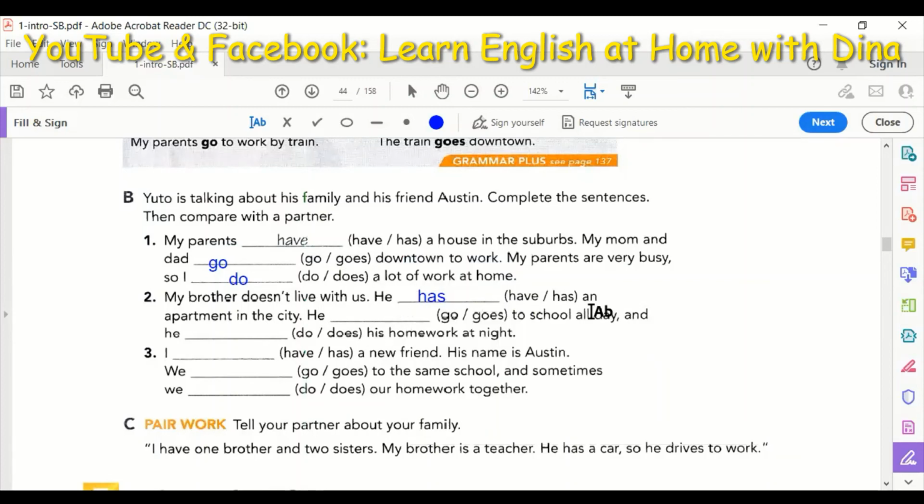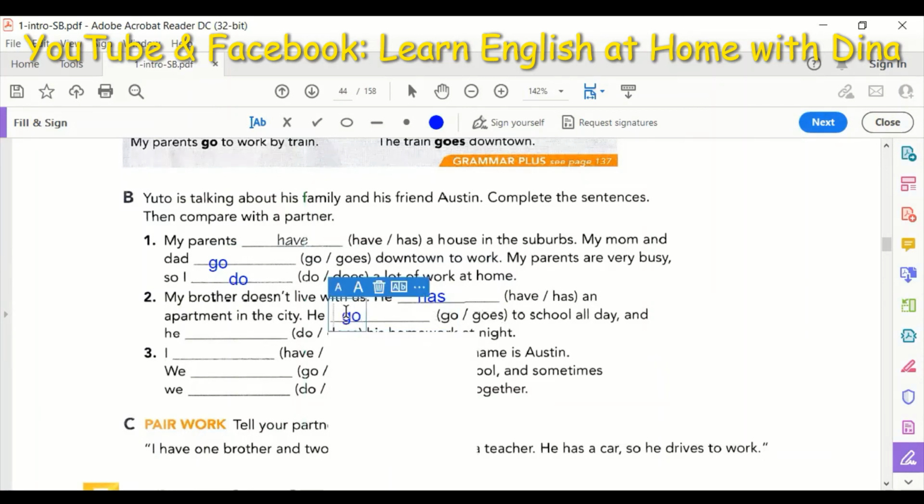Yes. He has an apartment in the city. So he go or goes? Perfect. Nice. Thank you, Sarah. Very good, Yusra. Perfect. Thank you, Shireen. That's really so nice.